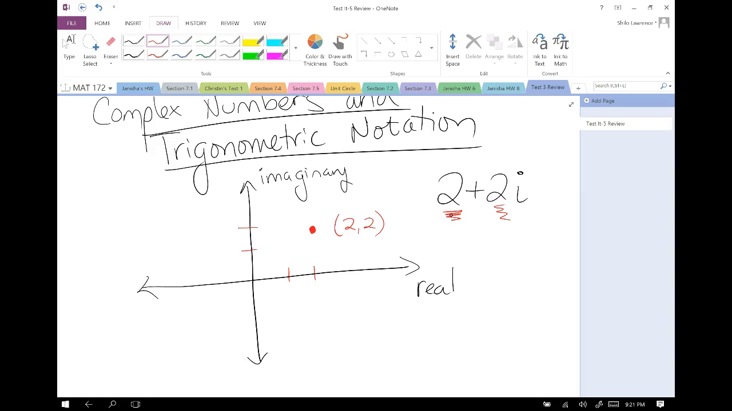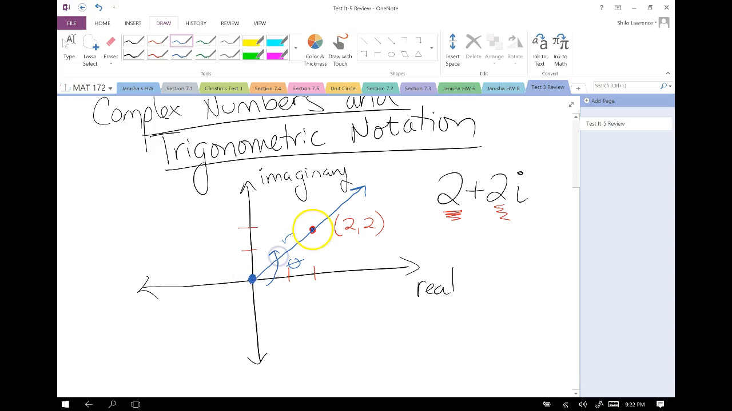The trigonometric notation, instead of doing this as two separate coordinates, what the trigonometric notation wants us to do is connect the origin to that point and draw a line and say, how far out on that line are you going to go, and what angle does that line make with the x-axis?